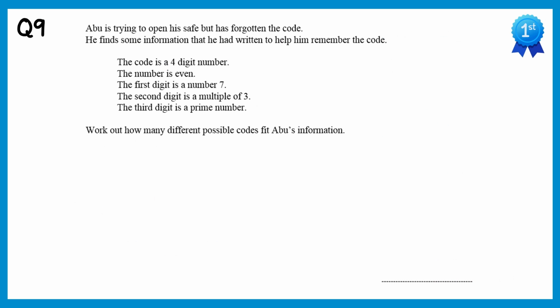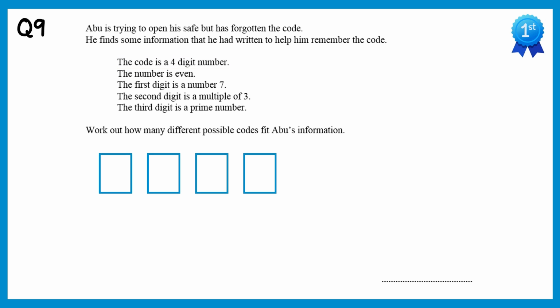We're told that Abu's code is a 4-digit number, so we're going to write 4 boxes, 1 for each of the digits. The number is even. This means the final digit must be a 0, a 2, a 4, a 6, or an 8. The first digit is a number 7, so we can write that in. The second digit is a multiple of 3. This means it can only be 3, 6, or 9. The third digit is a prime number, which means it must be 2, 3, 5, or 7.